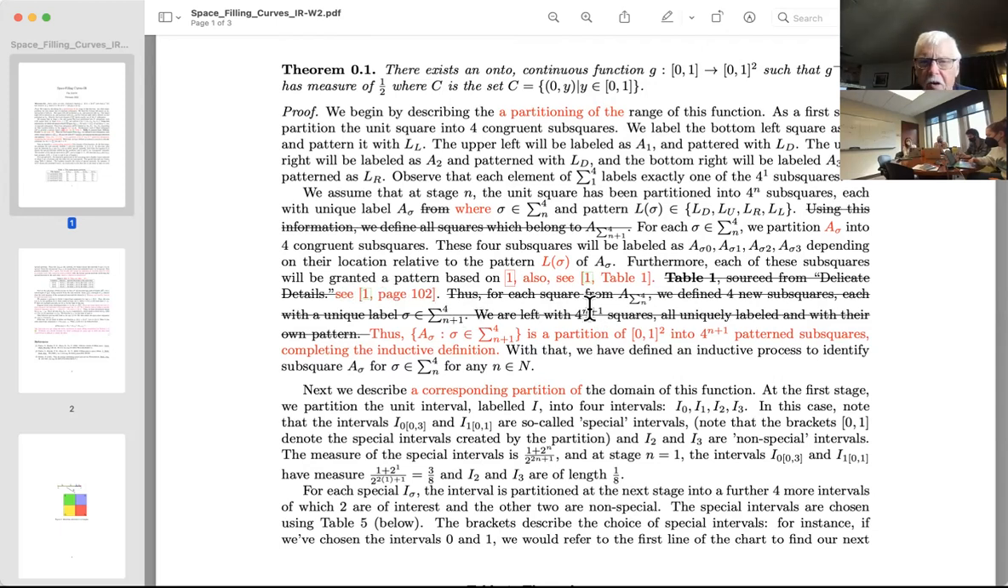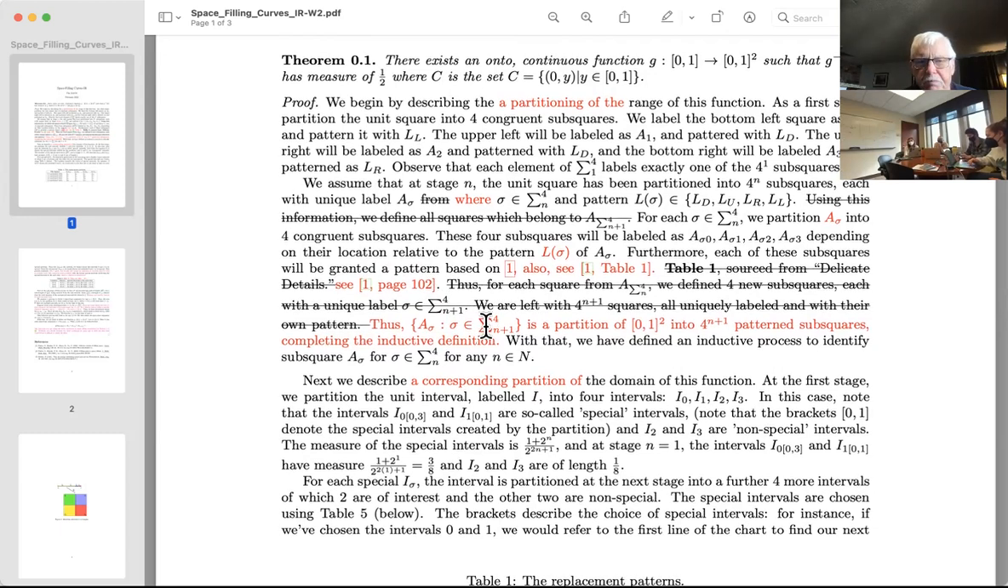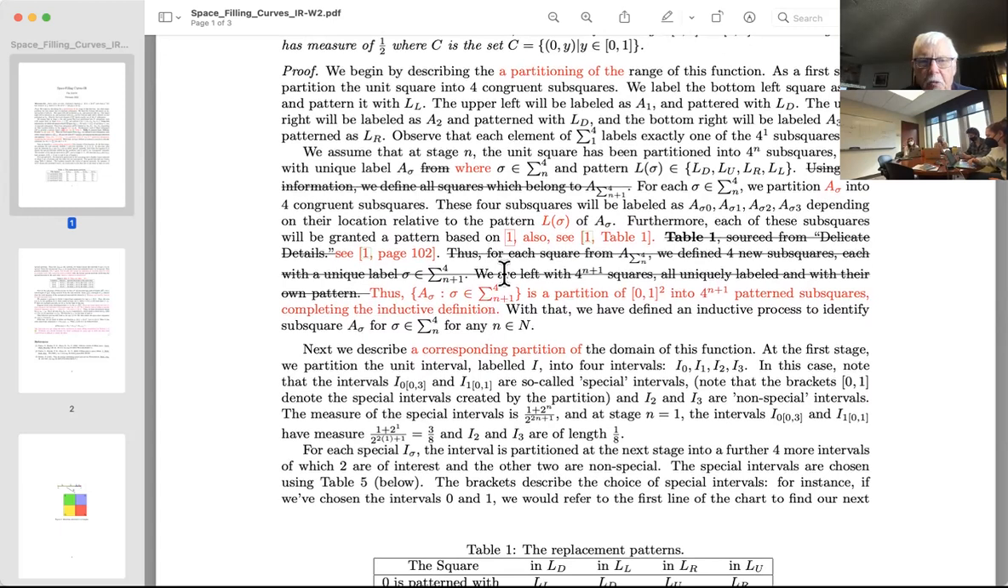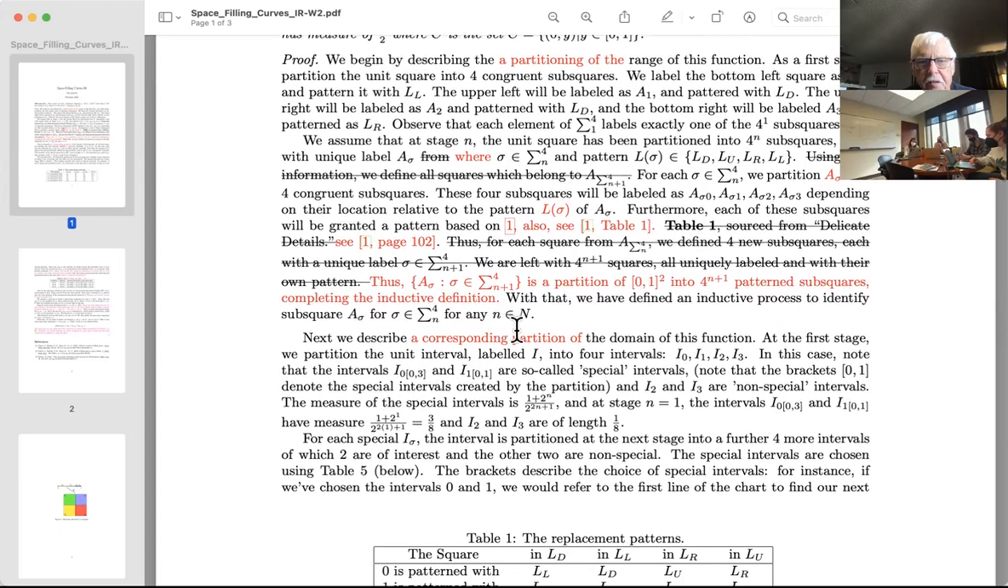And then down here, I put the citation with the page number. So that C1, page 102, that is a citation. And then I redid this next sentence.